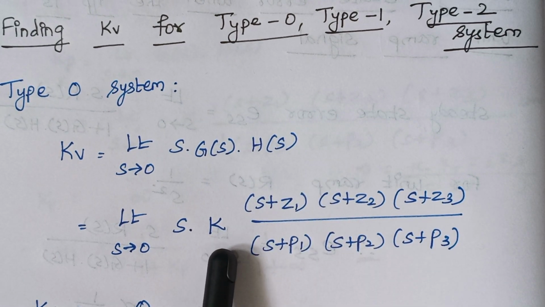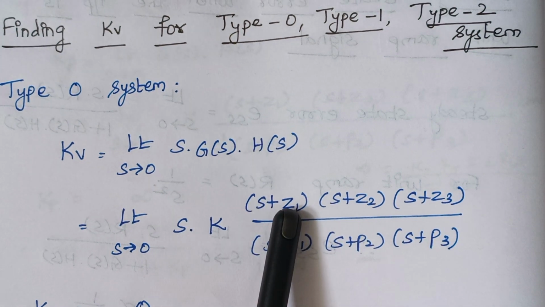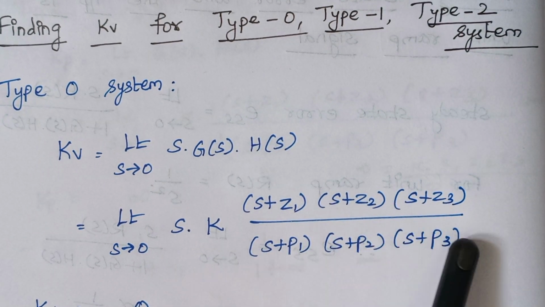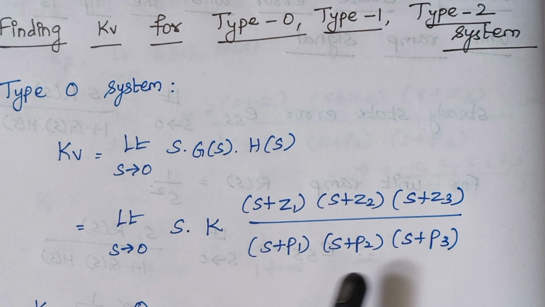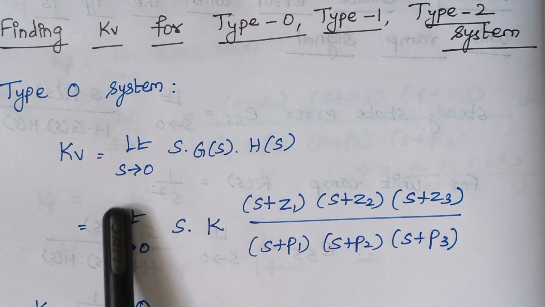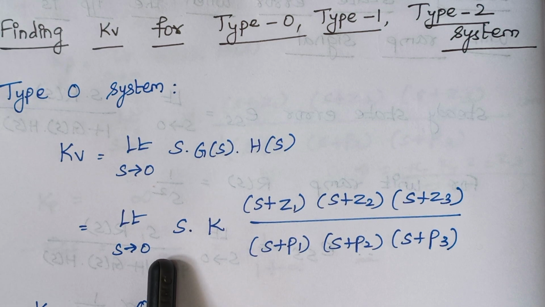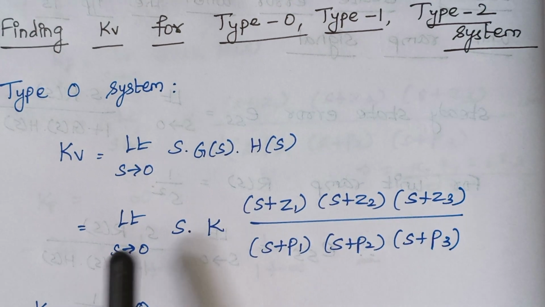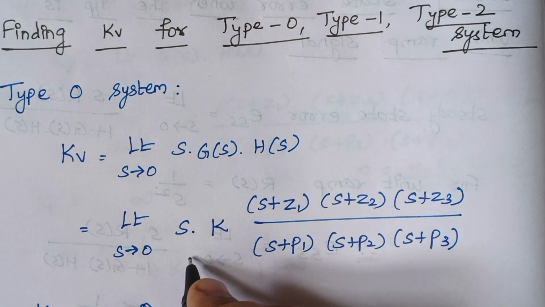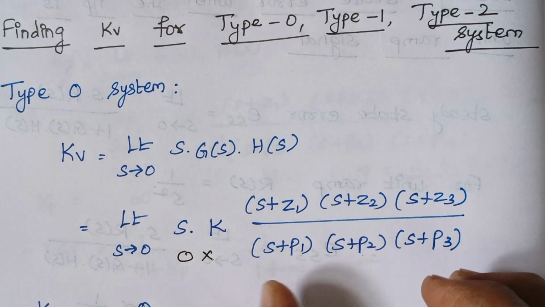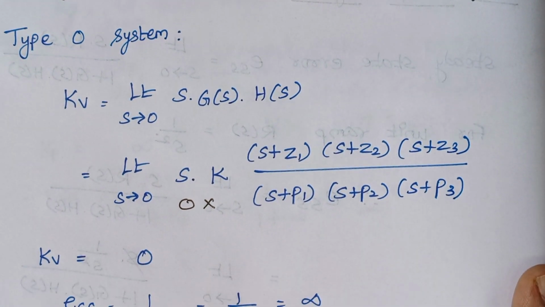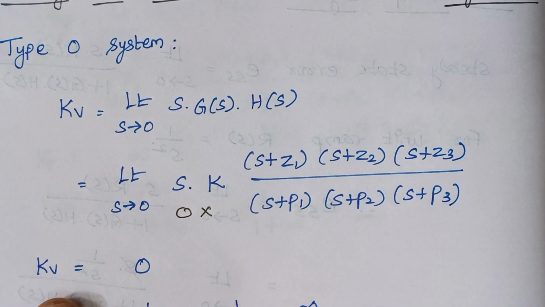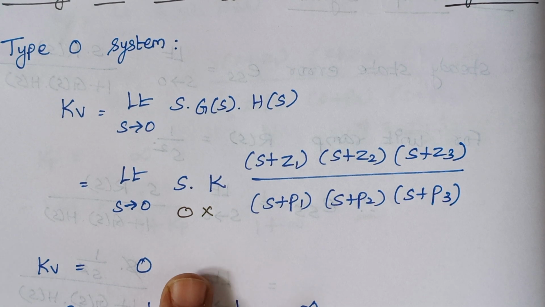It is nothing but K into (s plus z1)(s plus z2)(s plus z3), divided by (s plus p1)(s plus p2)(s plus p3). So here I am going to apply the value of s tends to 0. When you substitute s equal to 0, here we are having an s, right? So this becomes 0 multiplied by this entire term. Anything multiplied by 0 is again 0. So the value of Kv is equal to 0 here.